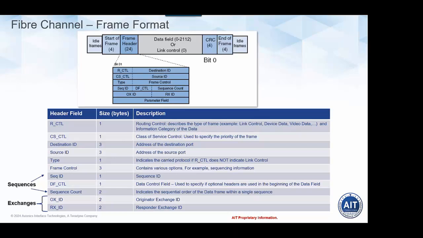Jumping down, probably the most interesting next pieces are these: the frame is the basic element, and frames are contained within sequences. So you have the sequence ID and the sequence count, which are used to manage sequences. We'll look at the use of those in the next slide. And then multiple sequences can be combined into exchanges, and you have an originating exchange ID and a receiving exchange ID that you use to identify which exchange a particular sequence is associated with.